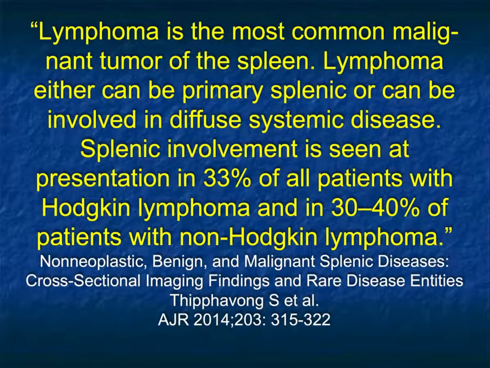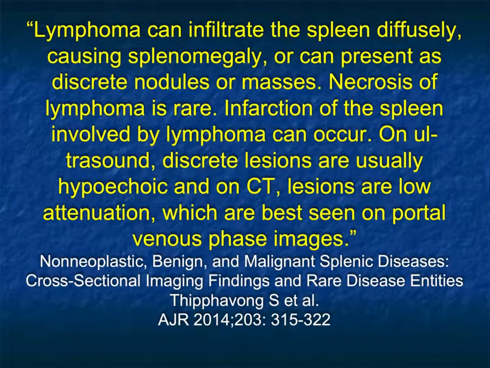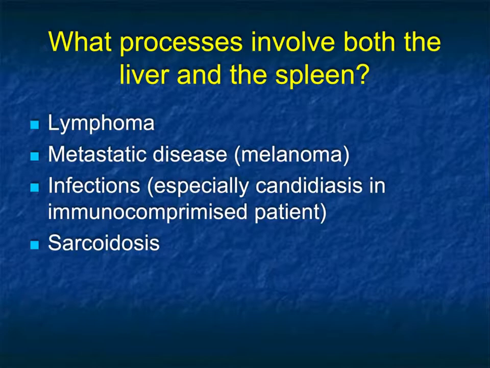Now, one of the challenges is at times the tumor infiltrates in the spleen. It's a little bit harder to see than discrete lesions, so you need to be very careful in terms of protocol and in terms of windowing. Lymphoma can infiltrate the spleen diffusely, causing splenomegaly, or present with nodules or masses, and I've showed you both examples. Necrosis of lymphoma is rare, and infarction can occasionally occur, but that's pretty rare as well.